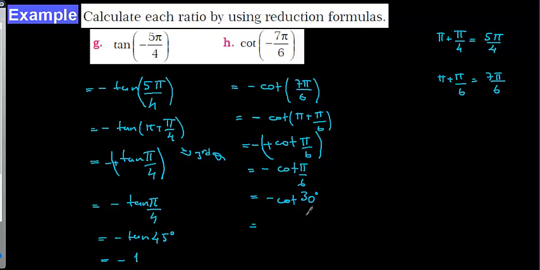So the result is equal to minus cotangent 30, which, if you remember, is cosine over sine. Cosine 30 is equal to root 3 over 2, and sine 30 is equal to 1 over 2. So root 3 over 2 over 1 over 2, this is cosine 30 over sine 30, and the answer is root 3. So the answer is going to be equal to minus root 3.